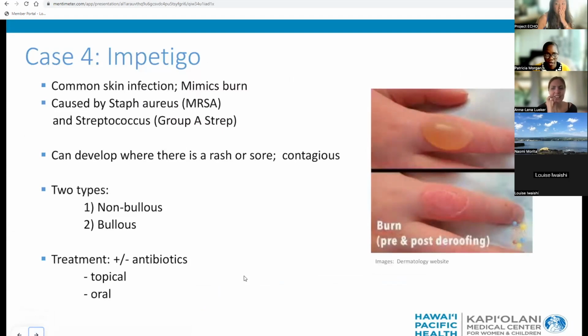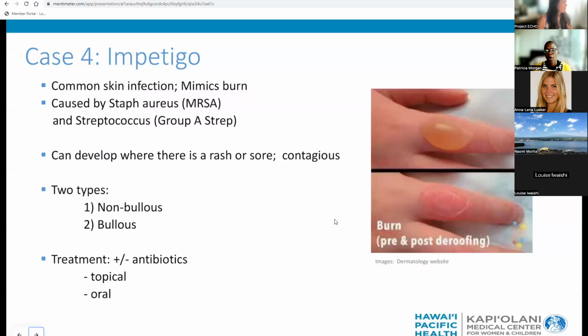Things to think about, well, first of all, knowing that it's caused by staph aureus and strep. It can develop where there's a rash or a sore. It's contagious. And then you have the non-bullous and the bullous type, usually treated with either topical or oral antibiotics.